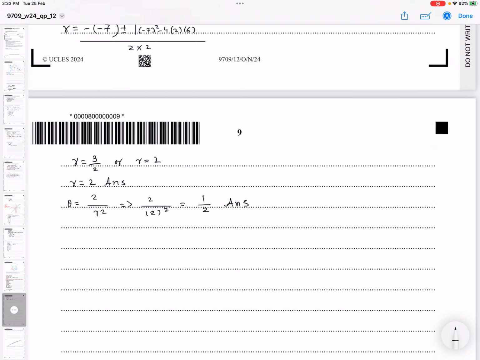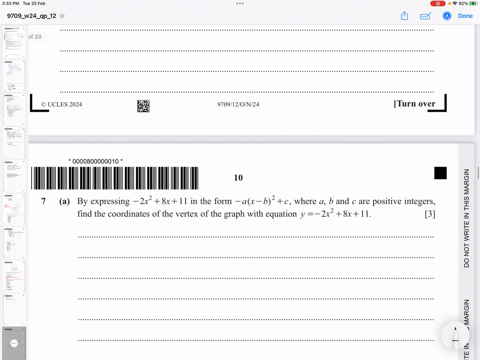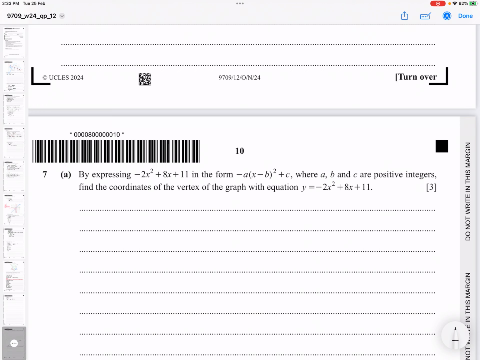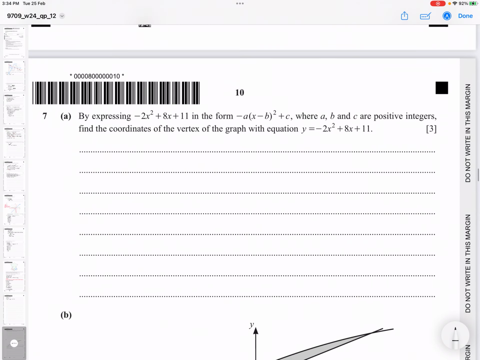Now question number 7. Question number 7, by expressing this in the form minus a times x minus b whole square plus c, where a, b and c are positive integers, find the coordinates of the vertex of the graph with this equation. Okay, let us take negative 2 as common. So you will get negative 2 times x square minus 4x minus 11 over 2.